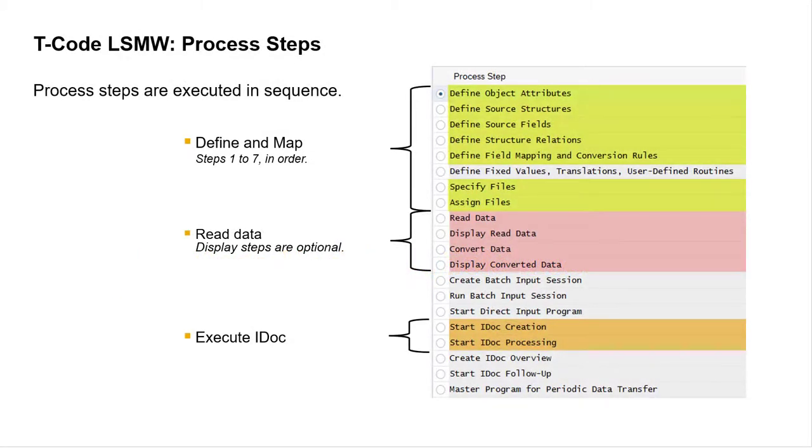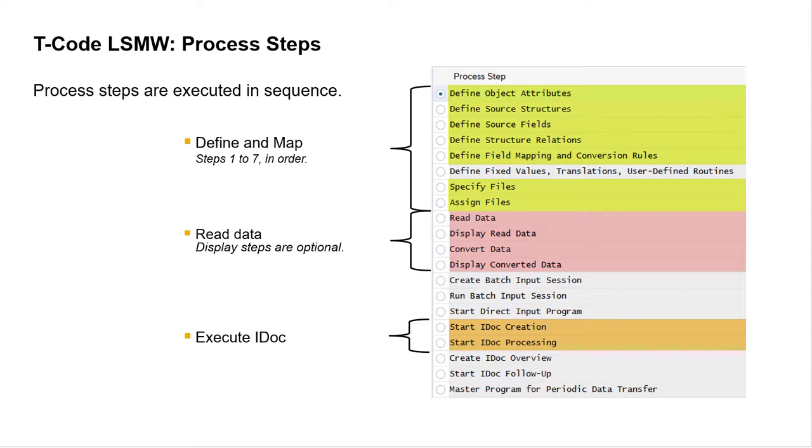These are the LSMW process steps. You work through them in order to define the target object, source objects, and field mapping. You can't skip any of the highlighted define and map steps. Notice that the sequence of the steps demands that you begin with the end in mind. This is all about the IDoc. In this case, it's all about ArtMass. So you'll begin there and work your way back towards the source data files.